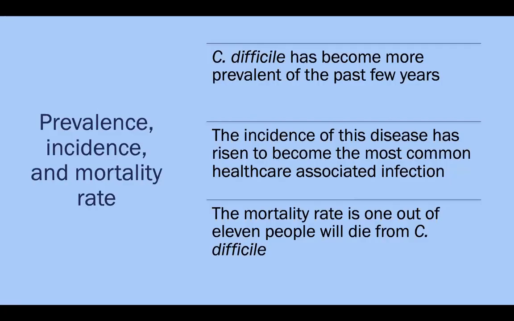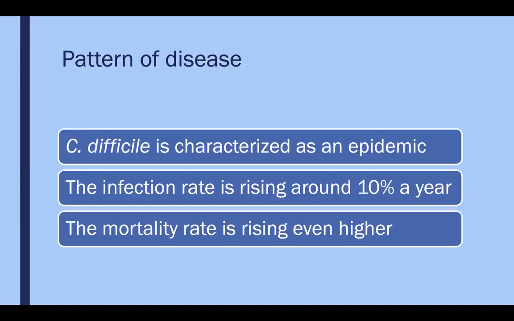Epidemiological data. So prevalence, incidence, and mortality rate. The prevalence: C. diff has become more prevalent over the past few years, like recently. The incidence of this disease has risen to become the most common healthcare associated infection. The mortality rate is 1 out of 11 people will die from C. difficile.